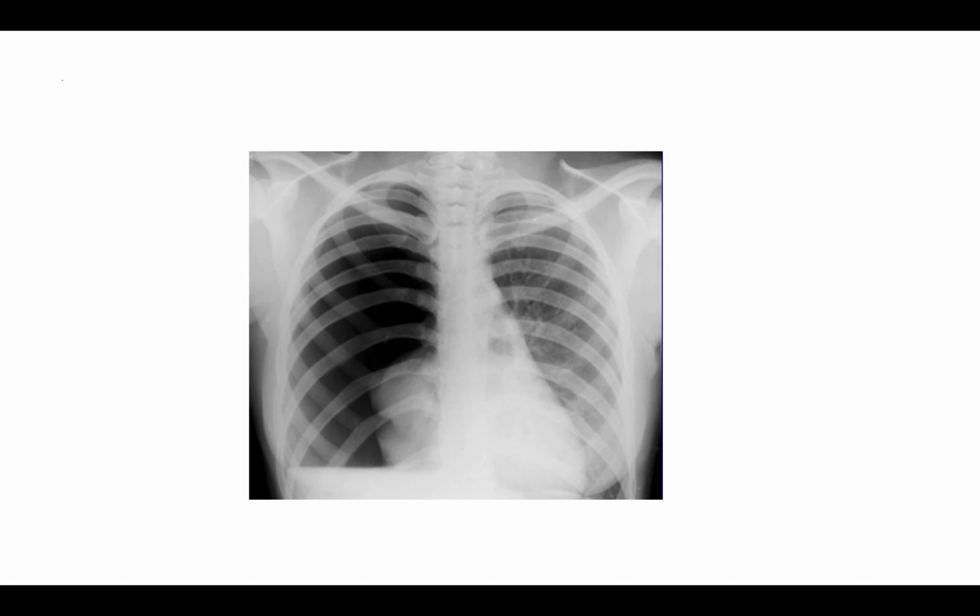What is a pneumothorax? Pneumothorax refers to accumulation of air in the pleural cavity. So in this X-ray, you can see normal lung fields on the left side. On the right side, there is complete absence of lung markings and there is a collapsed lung with sharp margins. So this is an example of a pneumothorax.